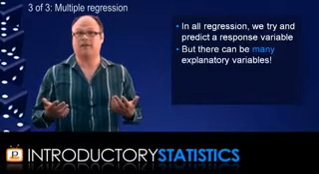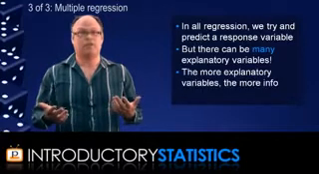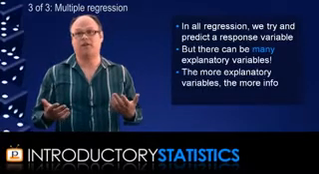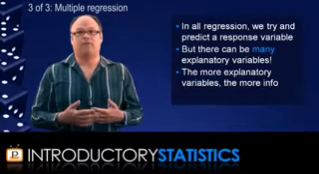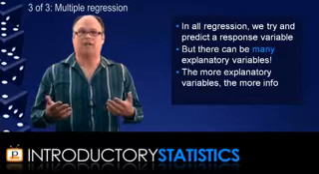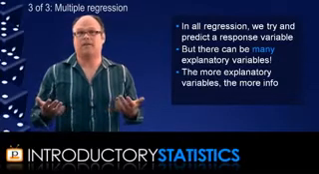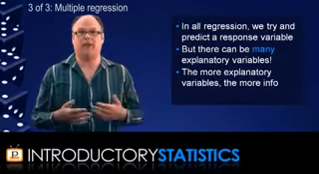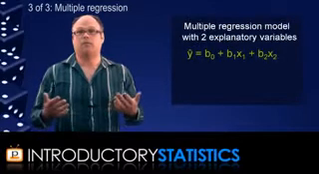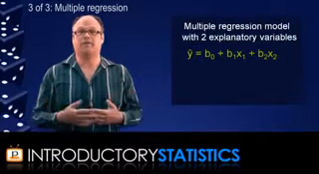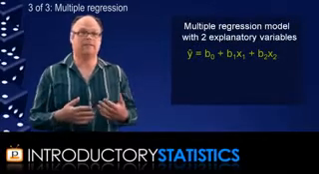In fact, the more explanatory variables you use, the more information you have, and the better your prediction is generally going to be. For example, to predict the selling price of a house, we might take into account its square feet, but we might also take into account the number of bedrooms in the house. So a multiple regression equation with two explanatory variables will look like this.